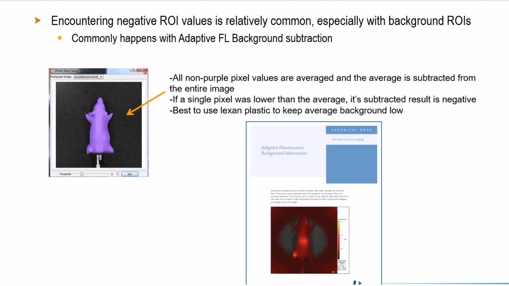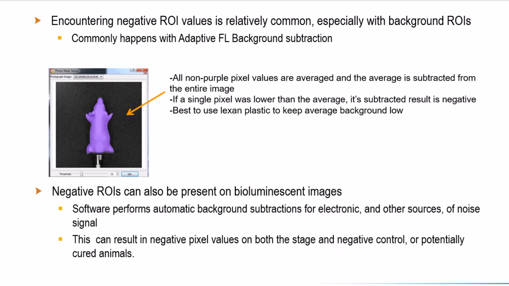Alternatively, negative ROIs can also be present on bioluminescent images. In this case, the negative ROI typically happens due to standard automatic background subtractions that are done by the software behind the scenes to account for electronic noise. When your signal is very low, and even small subtractions are done, this can result in negative values. For example, negative values in your negative control mice, or in potentially cured animals.